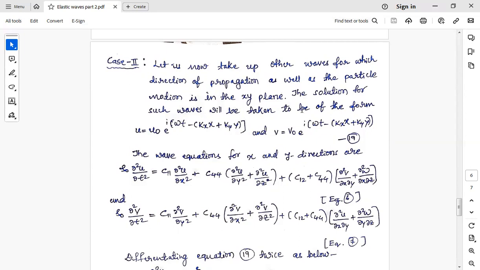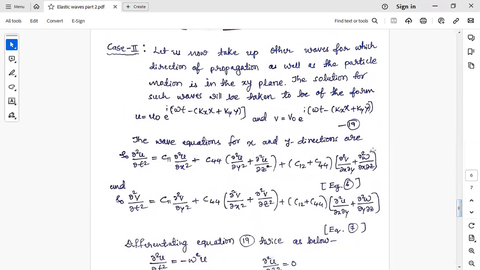We are considering the case of the longitudinal wave, and this wave is propagating in the xy plane. So that is important. We have to think that the wave is propagating along the face diagonal of that cubic crystal, what we have considered as a cube. The solution for such waves is taken to be of the form like this.